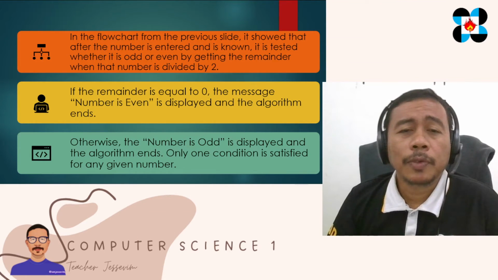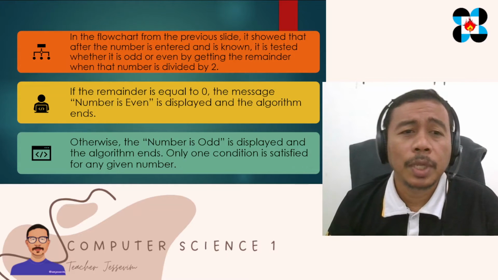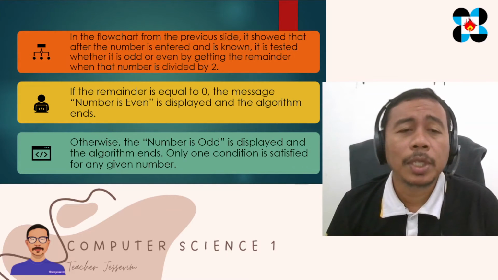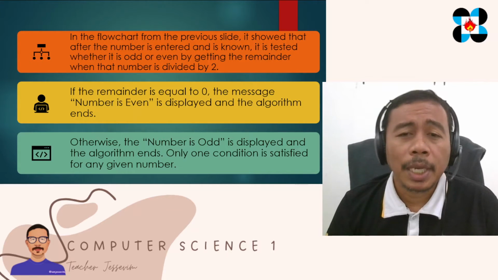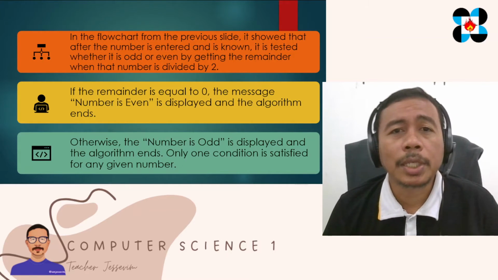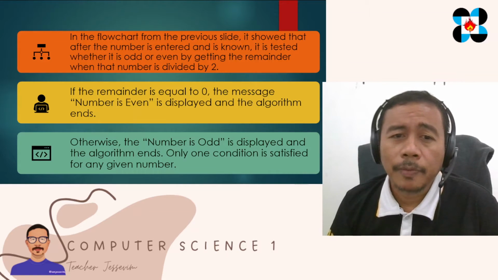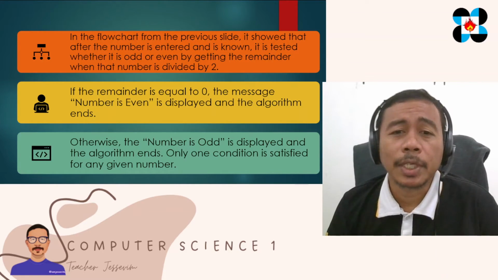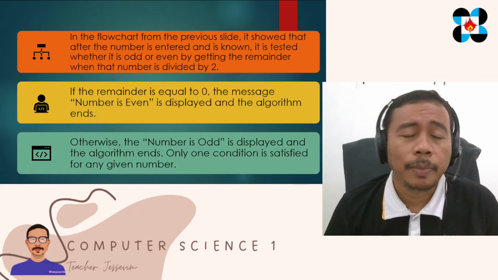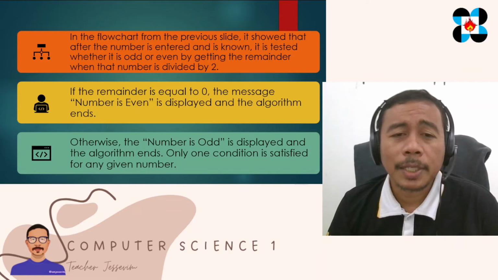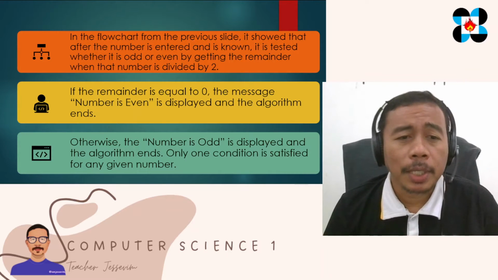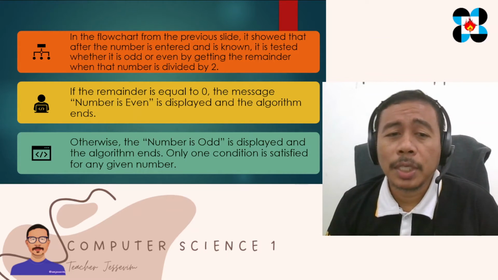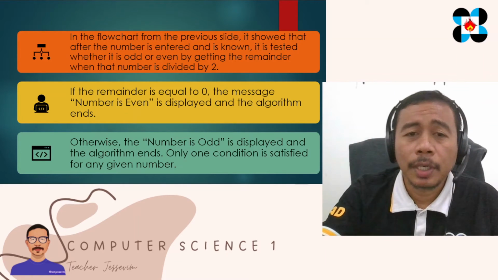So in the flowchart from the previous slide, it showed that after the number is entered and is known, it is tested whether it is odd or even by getting the remainder when the number is divided by 2. If the remainder is equal to 0, the message number is even is displayed and the algorithm ends. Otherwise, the number is odd is displayed and the algorithm ends. So only one condition is satisfied for any given number.